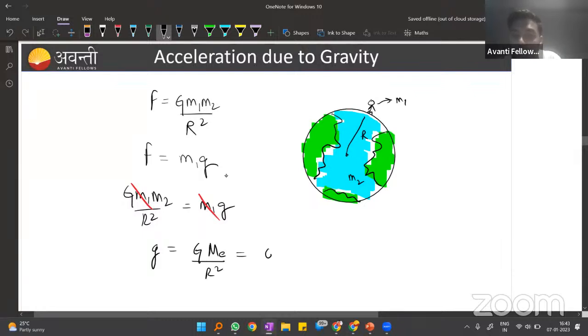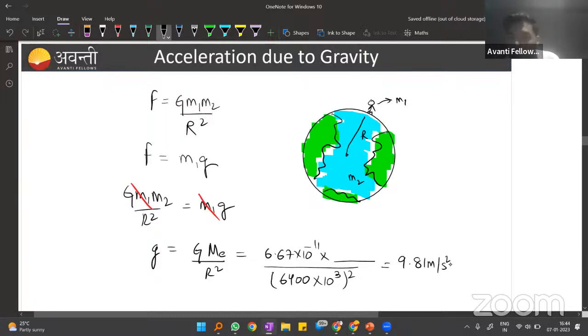If you substitute these values, 6.67 into 10 to the power minus 11, the mass of Earth has some value which I'm not sure of, but I'll tell you in a minute, and the radius of the Earth is 6,400 kilometers. Changing it into meters, that is 6,400 into 10 to the power 3, whole square. So if you solve this, that will give us 9.81 meter per second square.